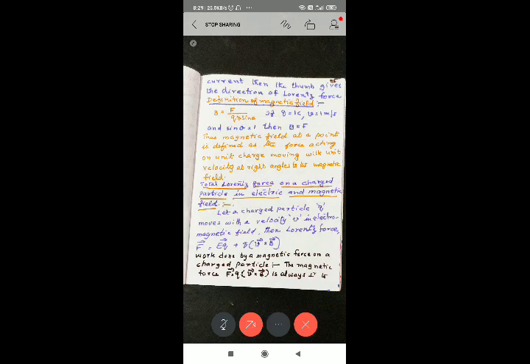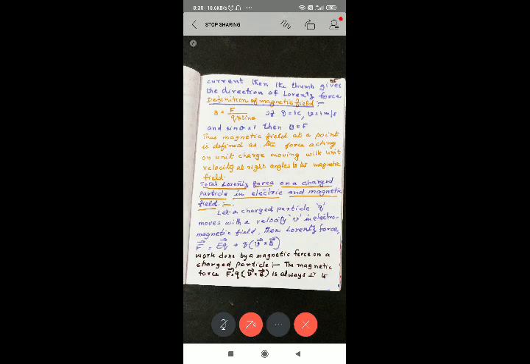So how can we define it? When one coulomb of charge moves with a velocity of 1 meter per second, making an angle theta, that means 90 degree, with the direction of the magnetic field, then how much force does that charge experience? That is the magnetic field. 1 Tesla field we tell. The magnetic field at a point is defined as the force acting on unit charge moving with a velocity of 1 meter per second at right angles to the direction of magnetic field. So this is the definition of 1 Tesla also.